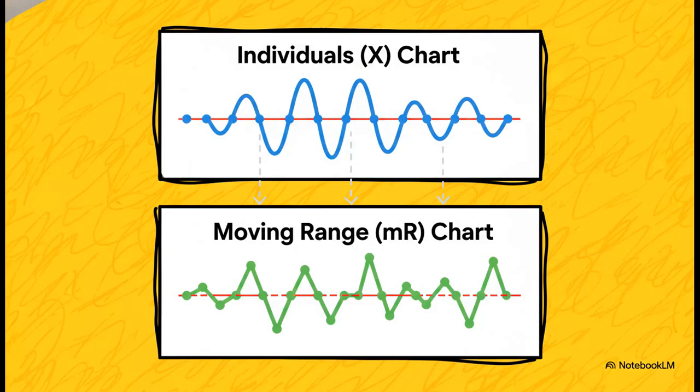This is the key. It's answering two totally different but equally important questions. The top chart, that's the individuals or X chart. It's tracking the actual values you measured. The bottom chart, the moving range or MR chart, that's all about the jumpiness between those values. One tracks the what, the other tracks the consistency.